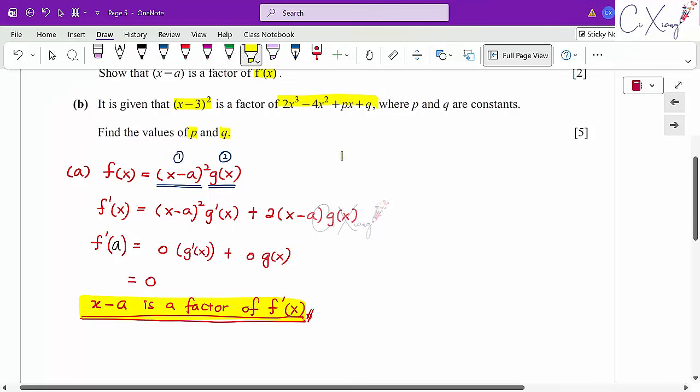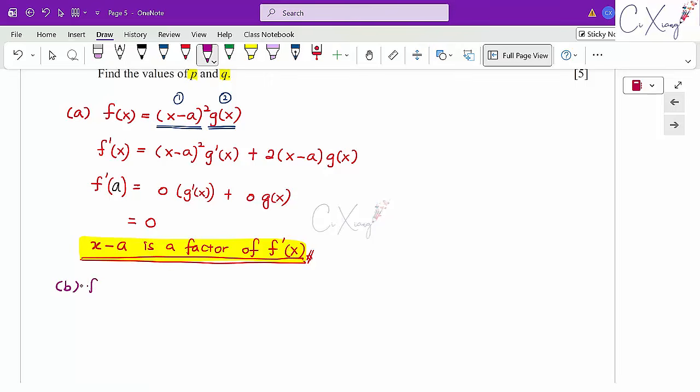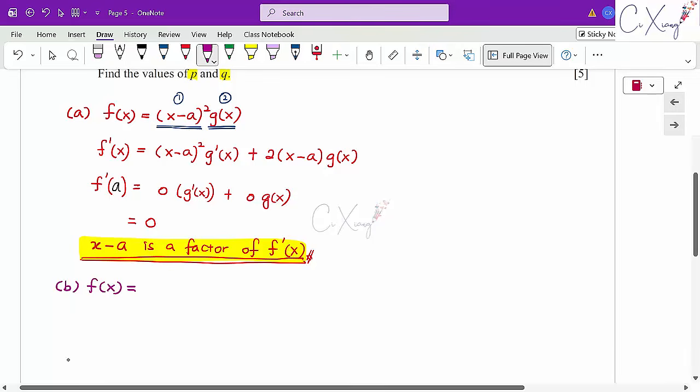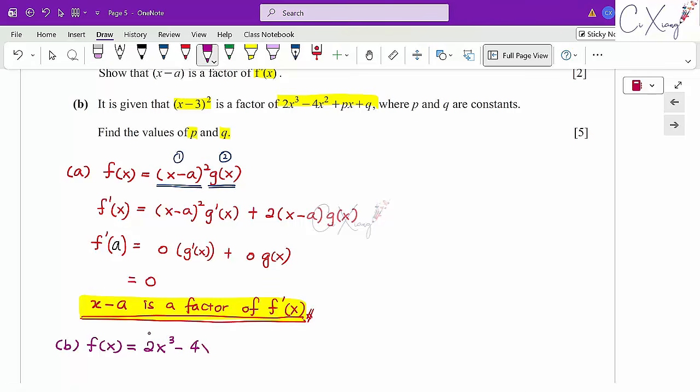Just that for now, what is our function f in part B? So let's copy it out first. Function f(x) for this question is 2x power 3 minus 4x squared plus px plus q.